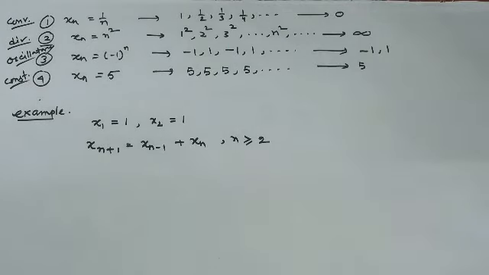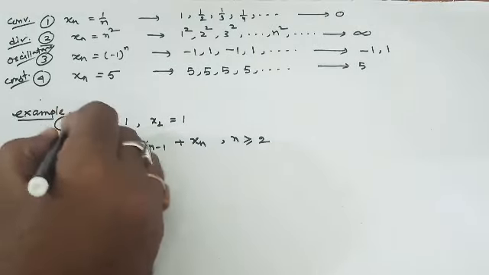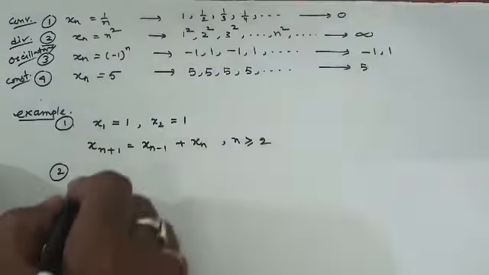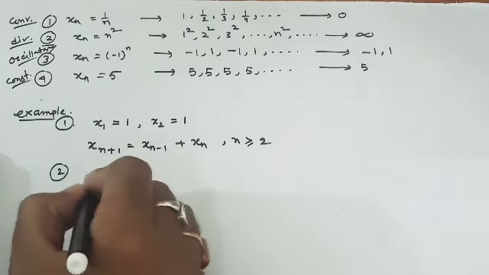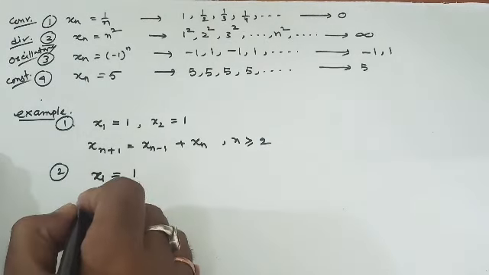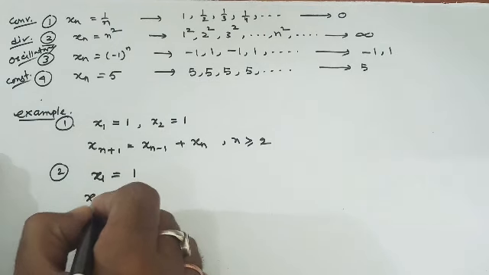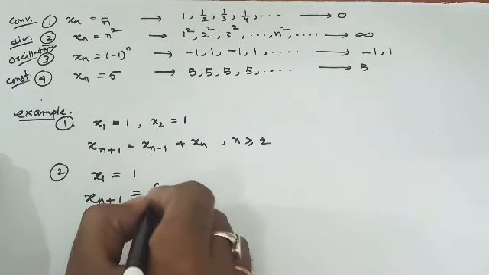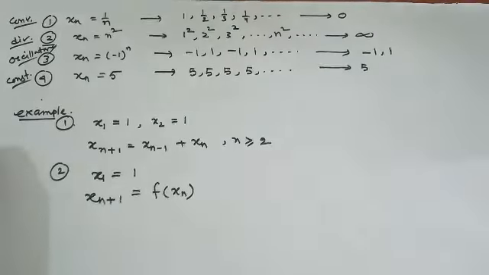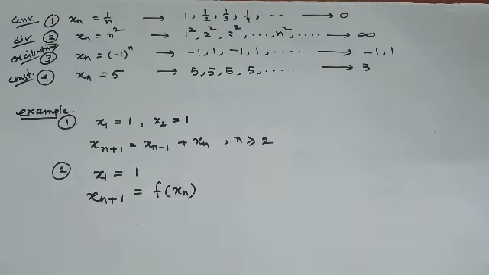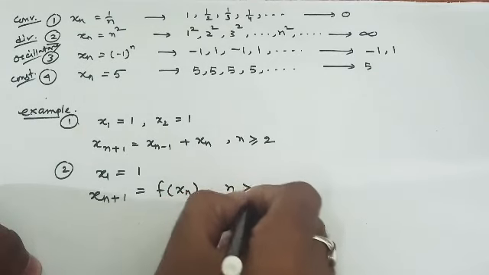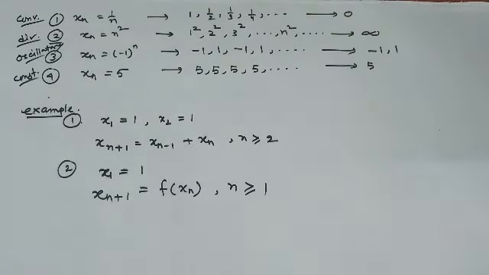So the first element may be given to you, and depending upon this first element, this is example number 1. Say I am taking another example, where the first element is given as 1, and the rest of the elements, that is xn plus 1, equal f of xn, where n is greater or equal to 1. So these are just examples of representations of various kinds of sequences.